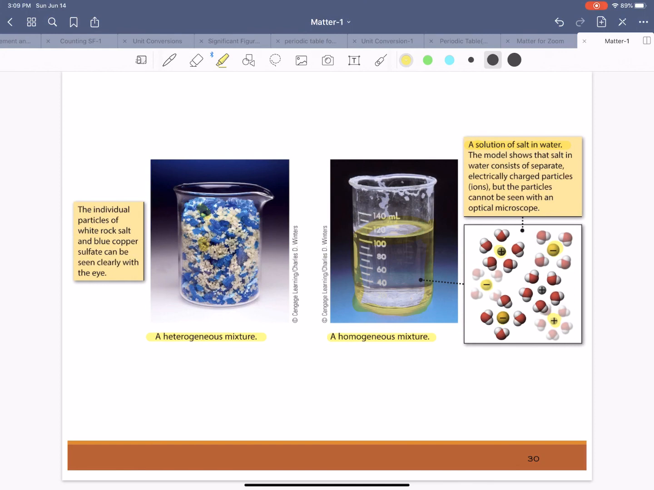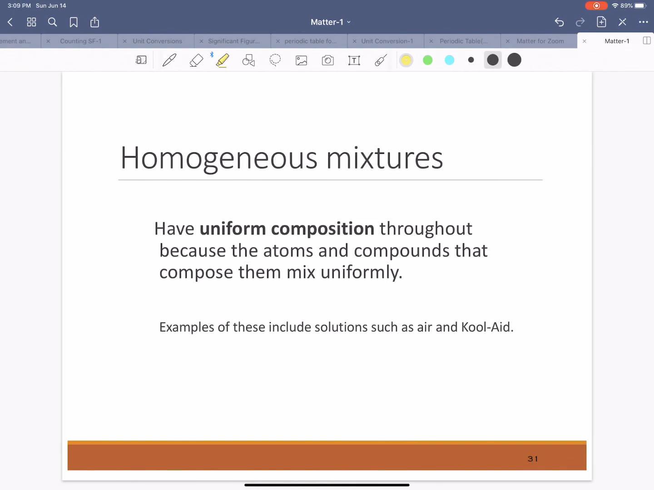So if it looks like one thing, but you know that there's more than one thing present, that's a homogeneous mixture. Homo referring to same throughout. Homogeneous mixtures have uniform composition, because the atoms and compounds that compose them mix uniformly. Examples would include things like air and Kool-Aid.